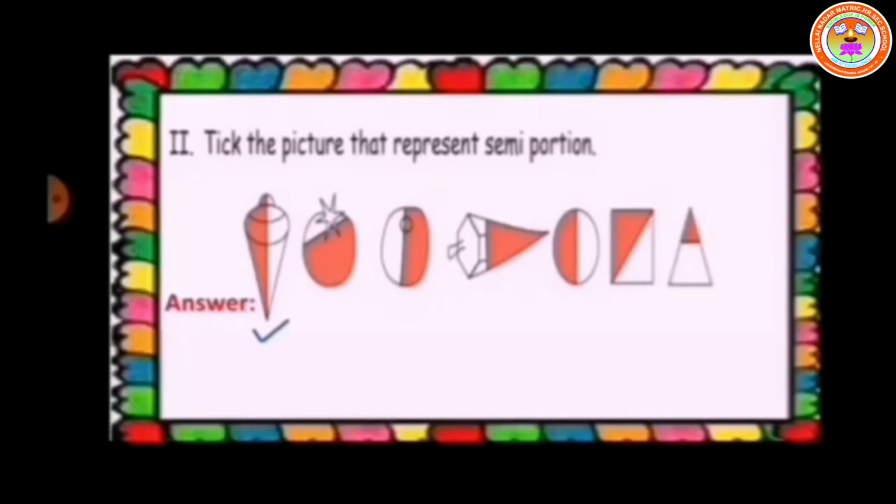Second one, tomato. It is not divided properly into equal parts, so it should not be ticked. Third picture, orange. It is divided into equal parts, so we can tick it. Fourth picture, it is not divided into equal parts, so it should not be ticked. A circle is given. It is divided into equal parts, so it represents semi portion. So we can put tick.